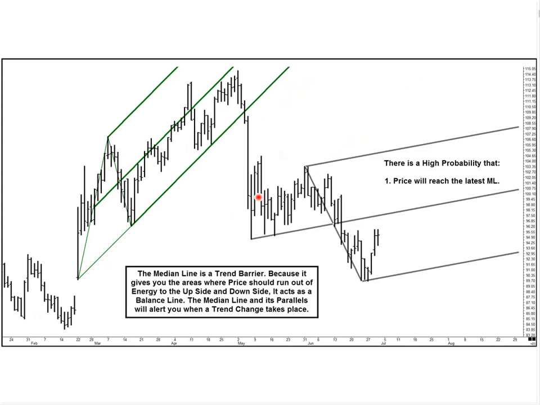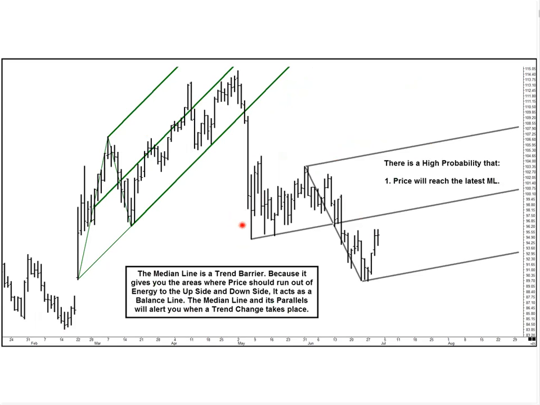So the median line is a trend barrier because it gives you the areas where price should run out of energy to the upside and the downside. It acts as a balance line, and the median line and its parallels will alert you when a trend change takes place. A trend change has taken place. Look at it. So what happens when a trend change takes place? That's all right. We can draw again. We'll wait for the market to give us a clue.